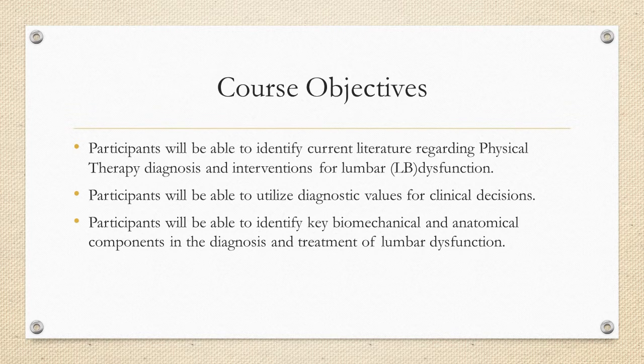Course objectives are as follows. Participants will be able to identify current literature regarding physical therapy diagnosis and interventions for lumbar dysfunction. Participants will be able to utilize diagnostic values for clinical decisions. And participants will be able to identify key biomechanical and anatomical components in the diagnosis and treatment of lumbar dysfunction.